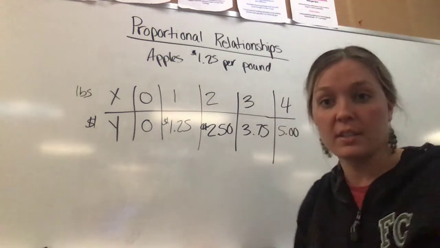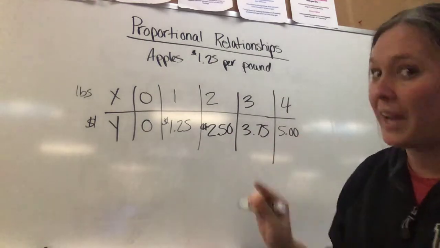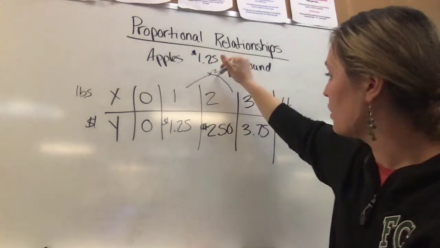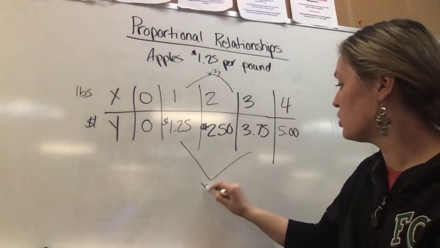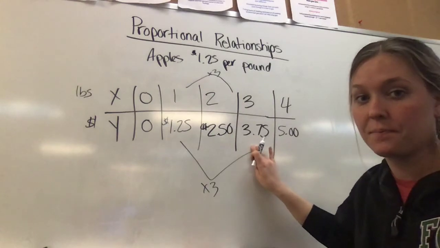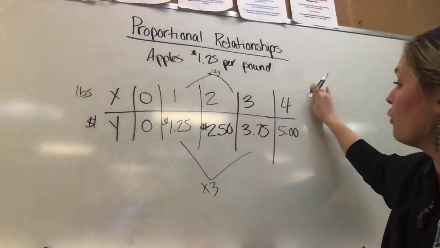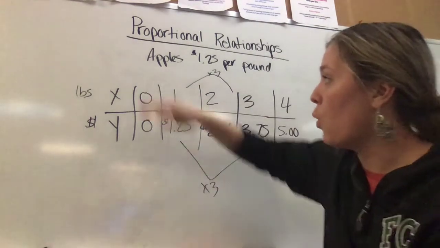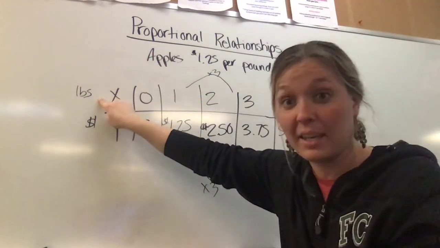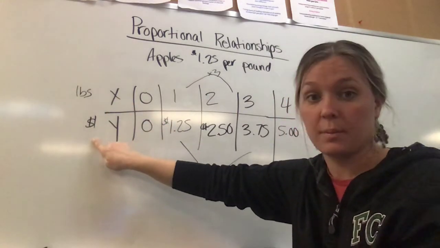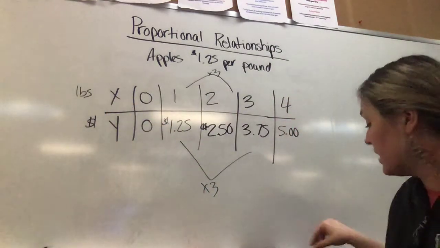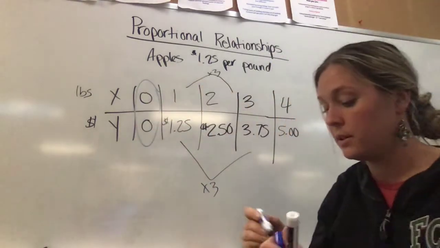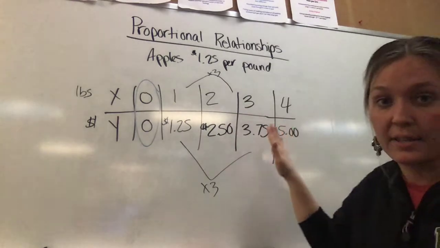Now what's important here is that this is a constant rate of change. If I multiply 1 times 3, I get 3. 1.25 times 3 gives me 3.75. 1 times 4 is 4. 1.25 times 4 is $5. So when I multiply one quantity, which is the pounds, I get the other quantity, which is the money. So the keys on this one that make this a proportional relationship are this 0, 0 and the fact that it grows at a constant rate.